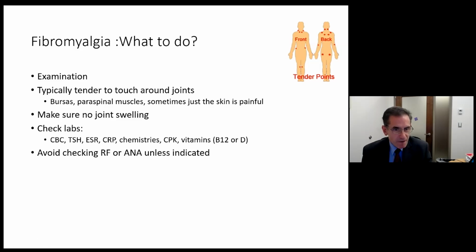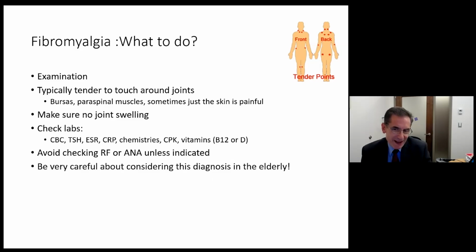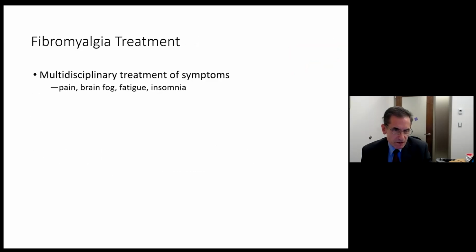However, avoid checking the rheumatoid factor or ANA unless there's a clinical reason to utilize those tests. Because as I mentioned, there can be false positive ANAs and even false positive rheumatoid factors in low levels, which can confuse the workup and evaluation and can confuse the patient as well. And also be very careful about considering this diagnosis in the elderly. Patients who are very old typically don't develop fibromyalgia in old age, and so we're hesitant to make this diagnosis in the elderly as a de novo diagnosis.